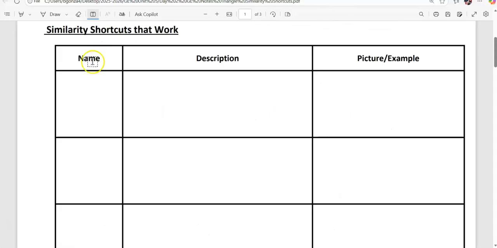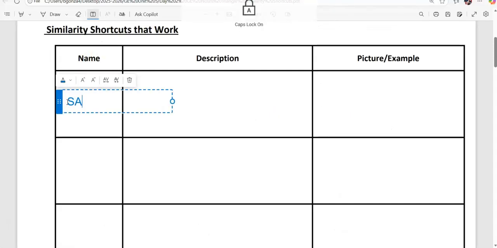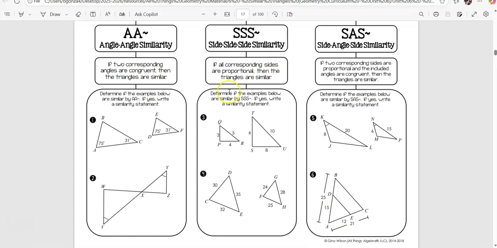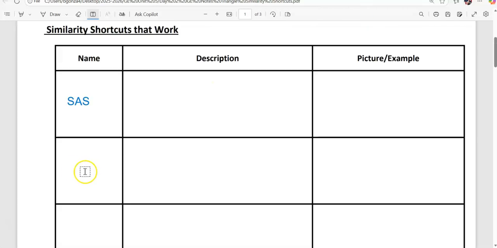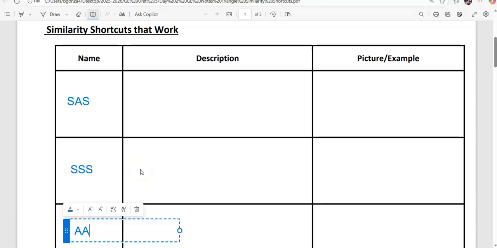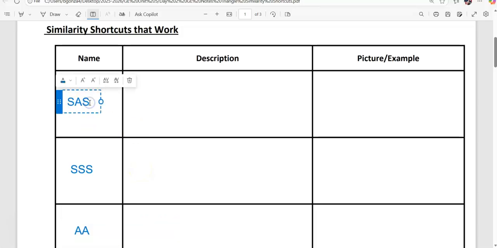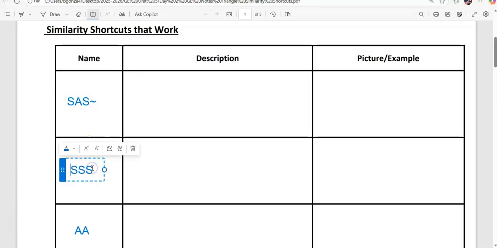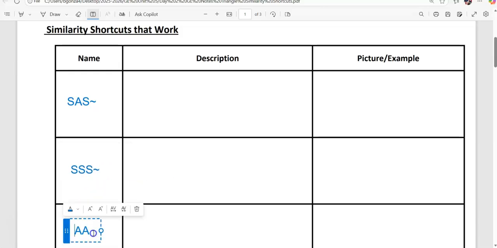So one of them is side angle side, which sounds like triangle congruence, right? Side angle side. Another one we have is side side side. And then the third one we have is angle angle. Okay. Now, what I want you to put next to each of these 3 letters, instead of calling it congruent, we're calling it similar. And the way you show something is similar is with a little squiggle, tilde. Okay. Side angle side, squiggle. Side side side, squiggle. Angle angle, squiggle.